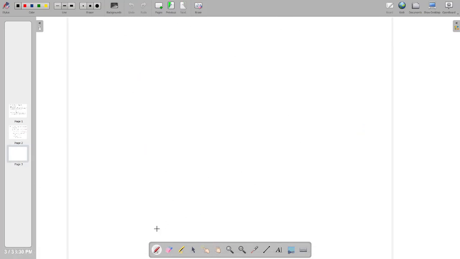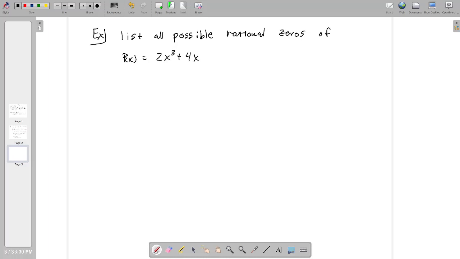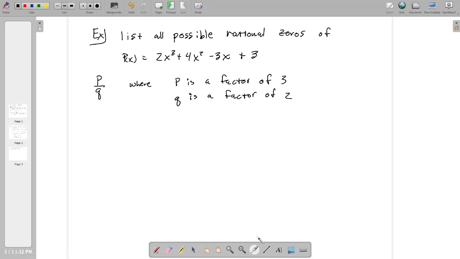Let's go ahead and do an example of this and why this is beneficial to us. I mean, it does help a little bit. It's not the most important theorem in the class. List all possible rational zeros of p of x is equal to 2x cubed plus 4x squared minus 3x plus 3. The theorem says that all of the rational zeros will have the form p over q. p is a factor of 3, q is a factor of 2. Remember, q is a factor of the leading term, p is a factor of the constant term.